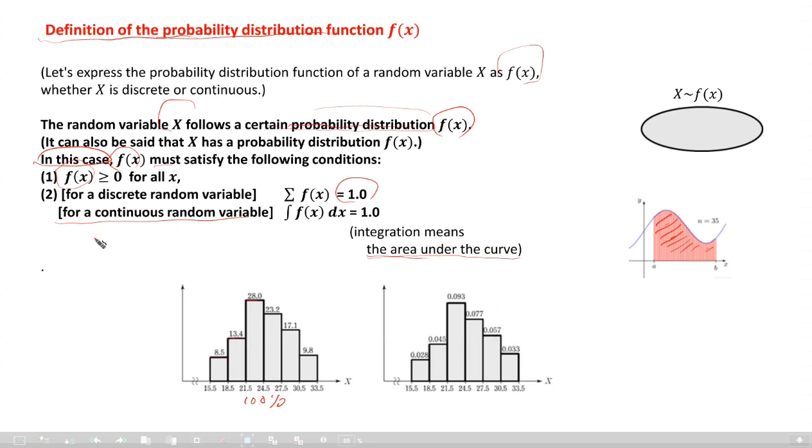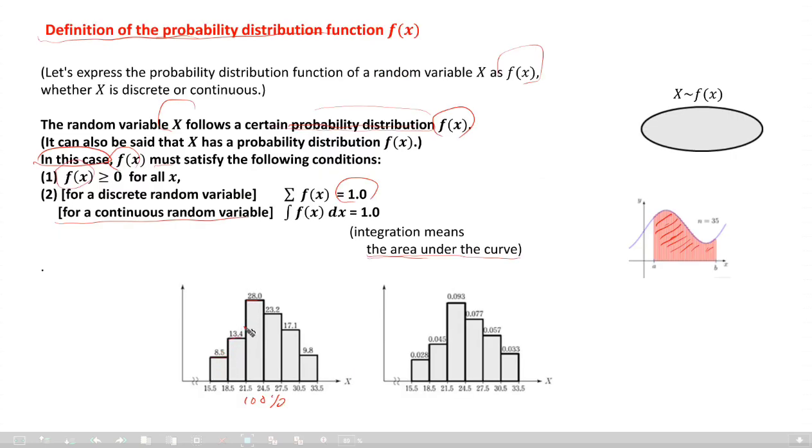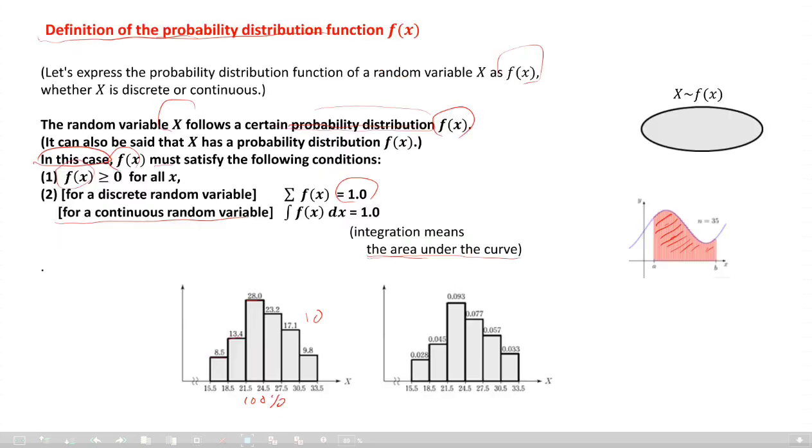So I told you, sometimes this kind of thing, scores of a 100 question multiple choice exam. If you consider it as discrete, then the sum of these heights should be 1.0 or 100%. But when you consider it as continuous, then the area under the curve is 1.0. Can you get it? I think you may understand that kind of thing. Definition of f of x is important, of course, a natural thing.